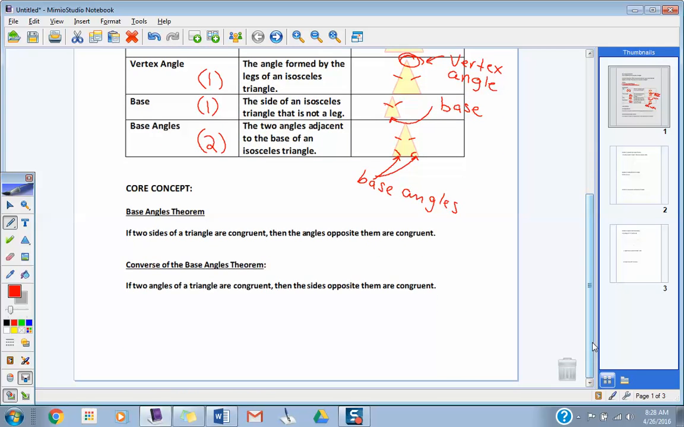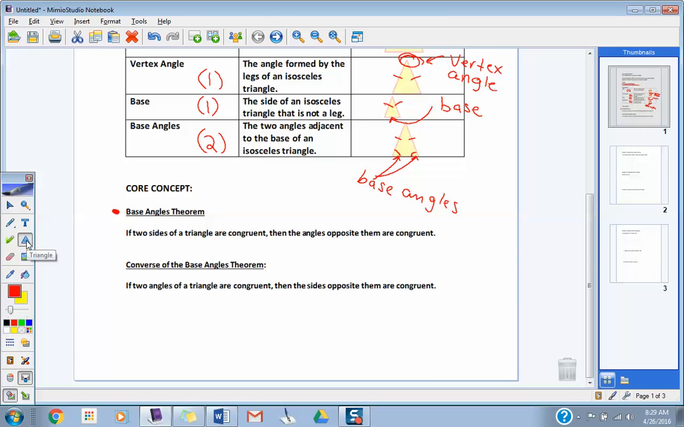Okay, here we go. Guys, the core concept today is this. We're going to talk about really two theorems. One of them is called the base angles theorem, and one of them is going to be called the converse of the base angles theorem. First one, it's most important for us in this section right here, base angles theorem. How about a volunteer to read what that theorem says for me, please? If two sides of a triangle are congruent, then the angles opposite them are congruent.